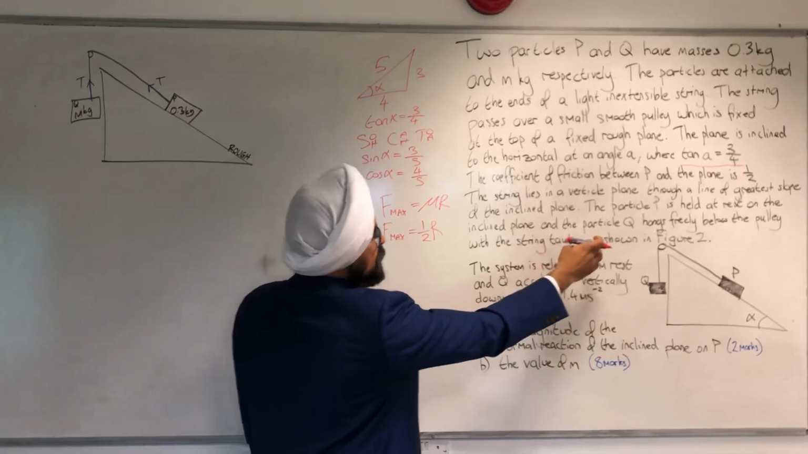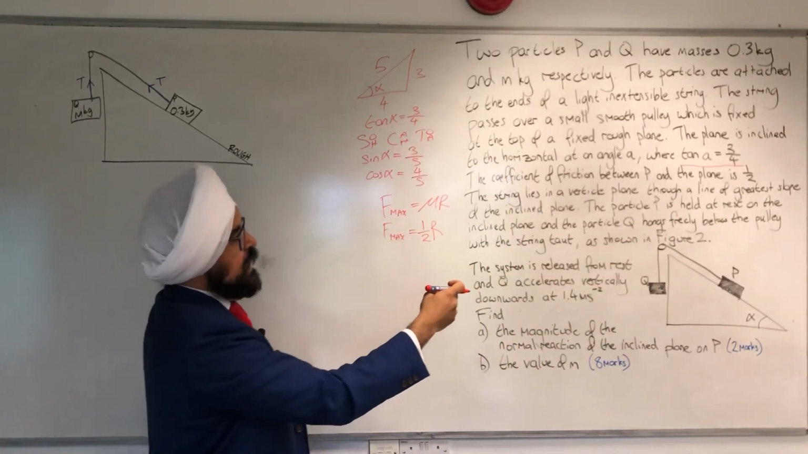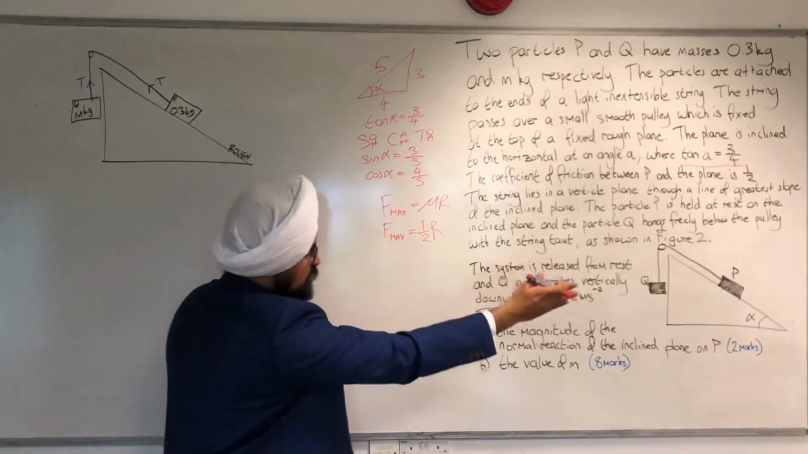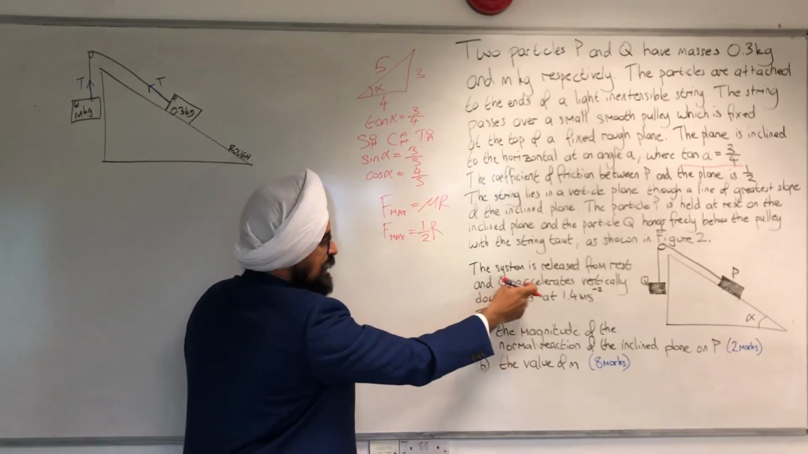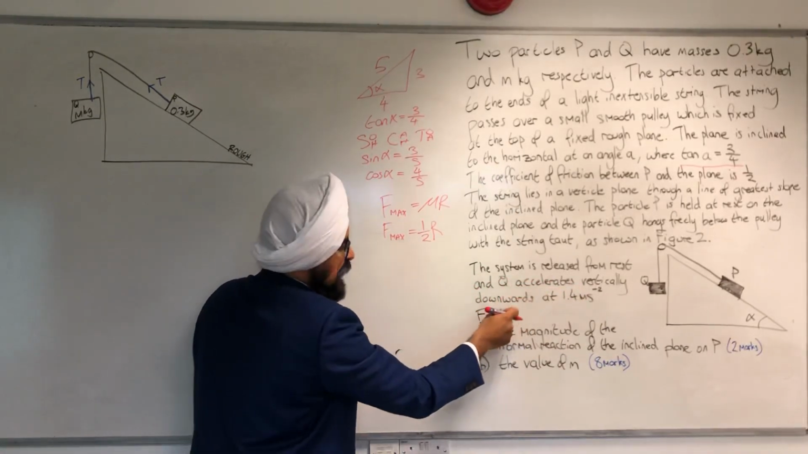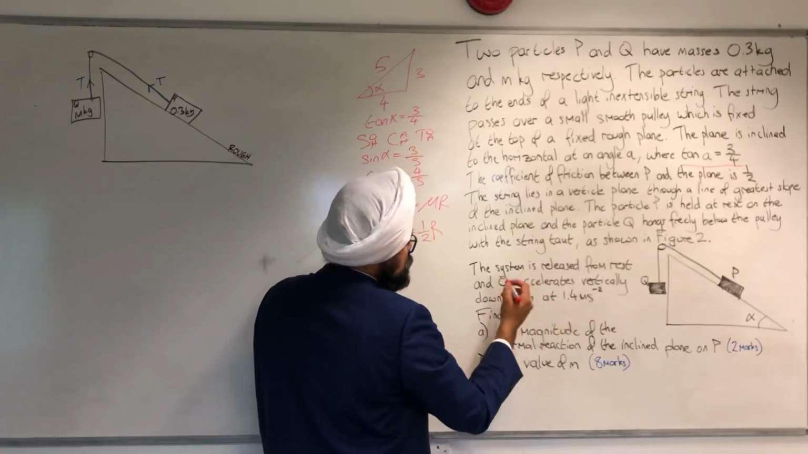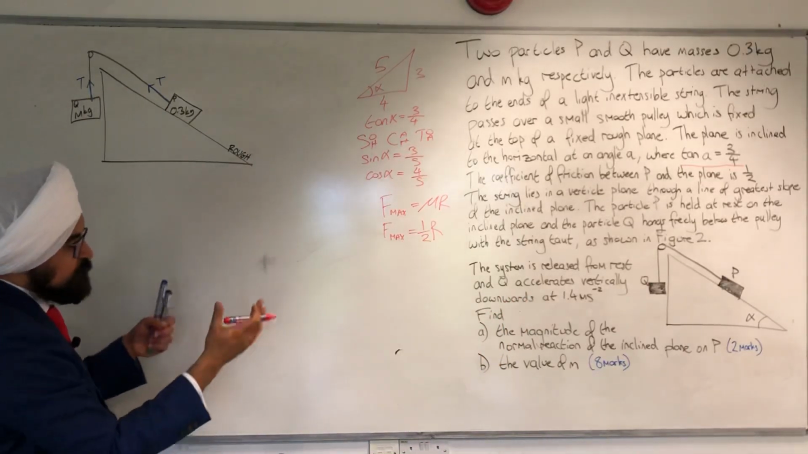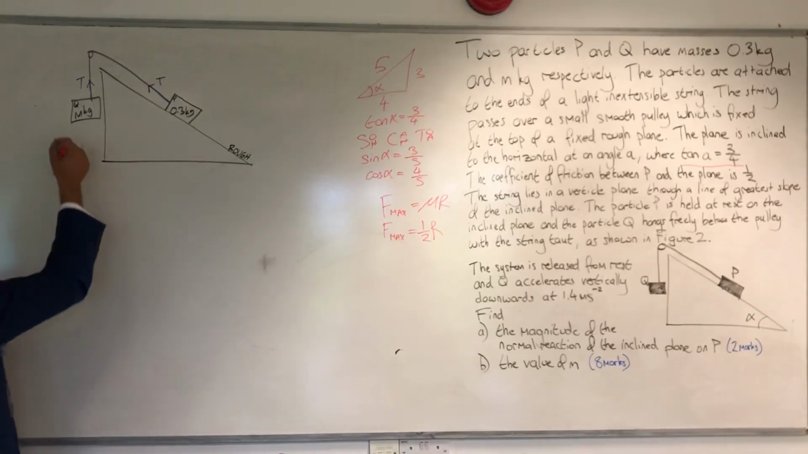The particle P is held at rest on the inclined plane, and the particle Q hangs freely below the pulley with the string taut. They've given you the diagram. The system is released from rest, and Q accelerates vertically downwards at 1.4 meters per second squared. So this is the information that I needed in order to add onto my diagram. So I've been told that Q is accelerating downwards. So let's put that in.